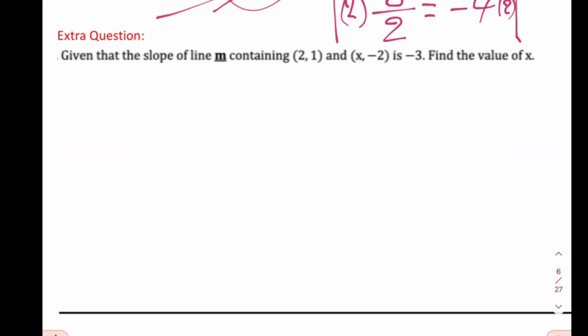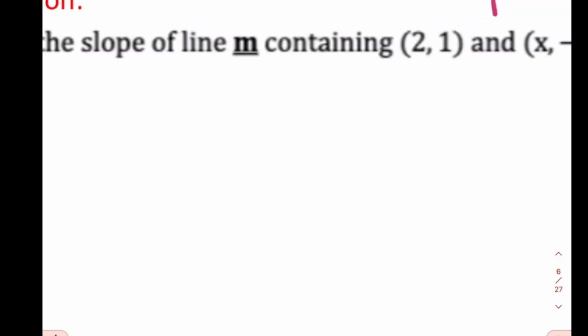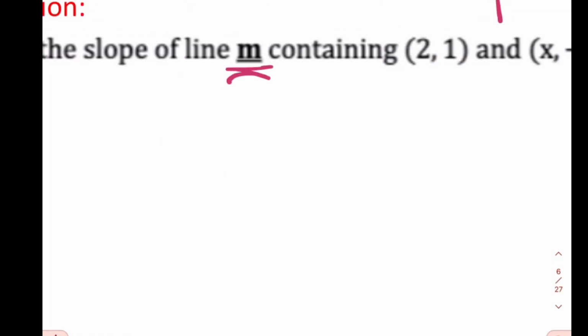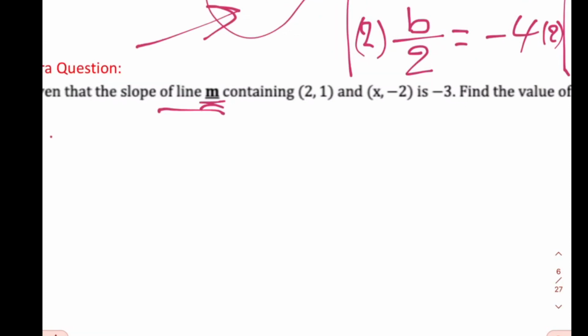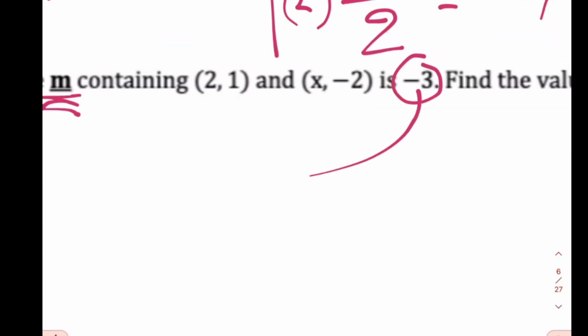Given the slope of line M containing, be careful, this M is not a slope, it's a line. This is a little bit tricky, confusing you. That's the problem with mathematics. They said the slope is M, the slope is M, and now they say the line is M. So make sure you don't confuse yourself. This is a line, not the slope, okay? Read the question carefully. Not every time you see M, you say slope, no. This is a line, and it has a slope that is negative 3. This negative 3 is the slope of this line, okay?